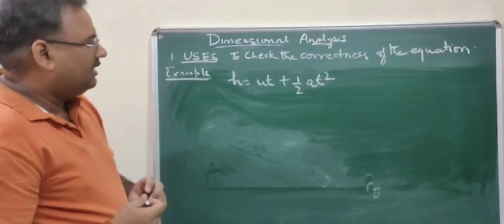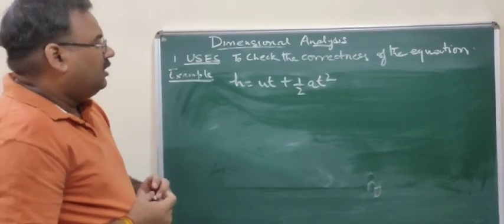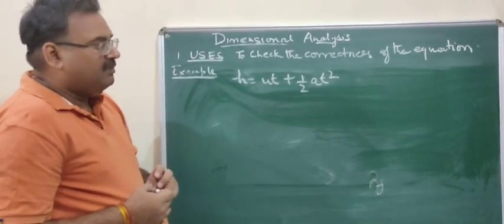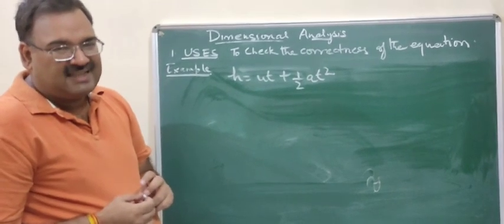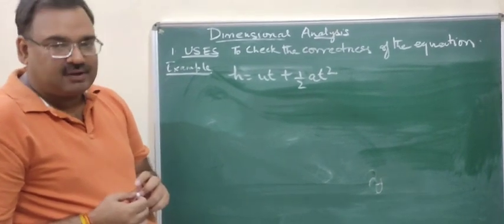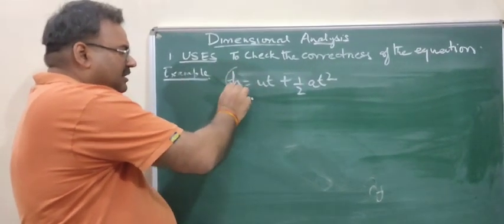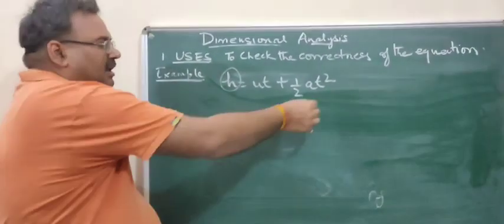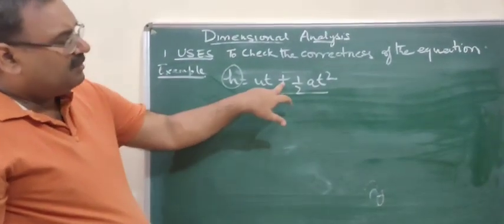I will take another example in which h is equal to ut plus half a t square. This is the equation of motion. h is equal to ut plus half a t square. Now here this expression is LHS and all this is RHS. But in between these two there is a plus sign.